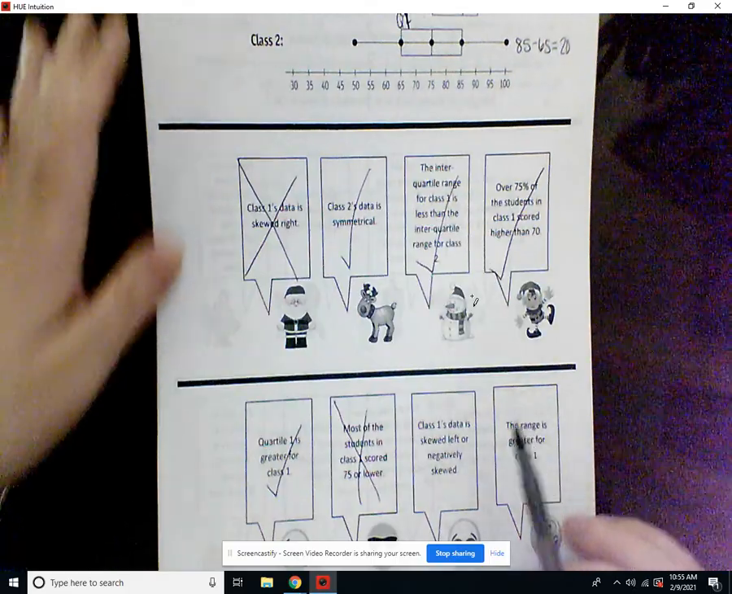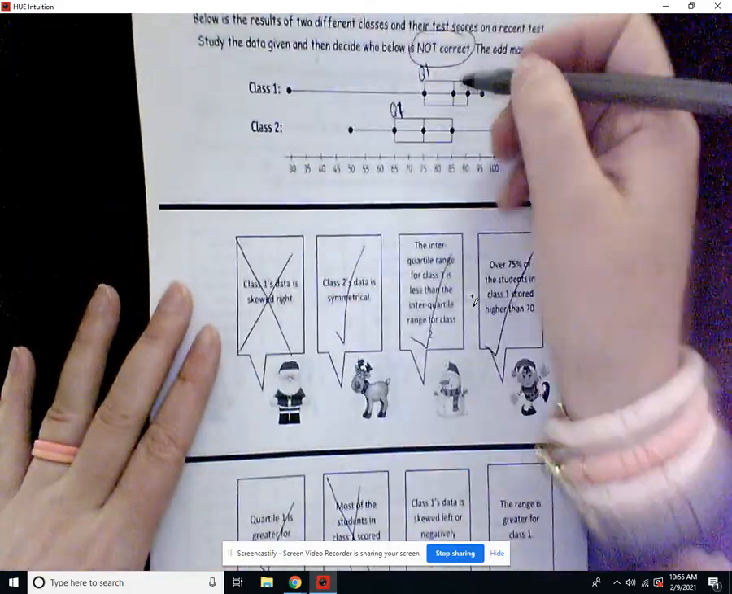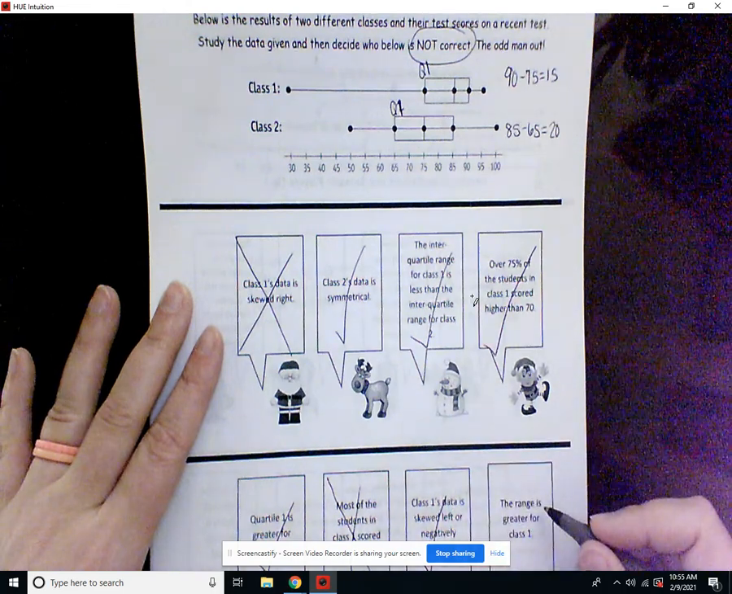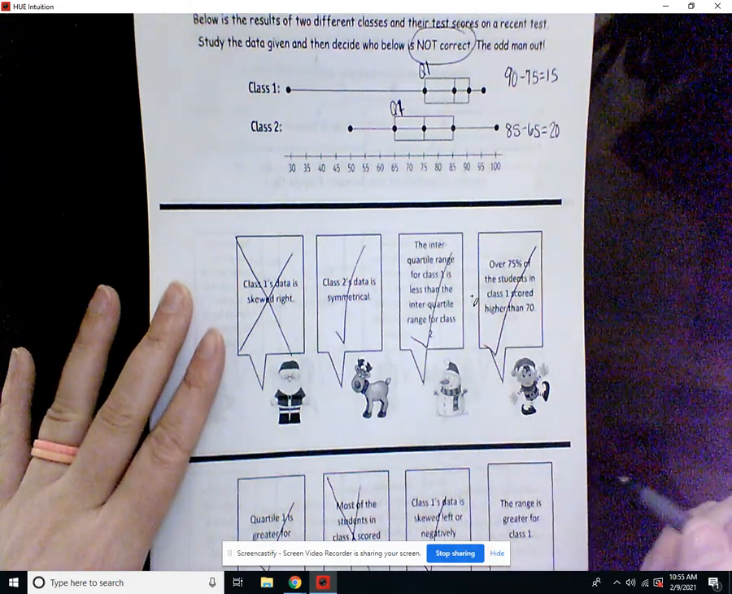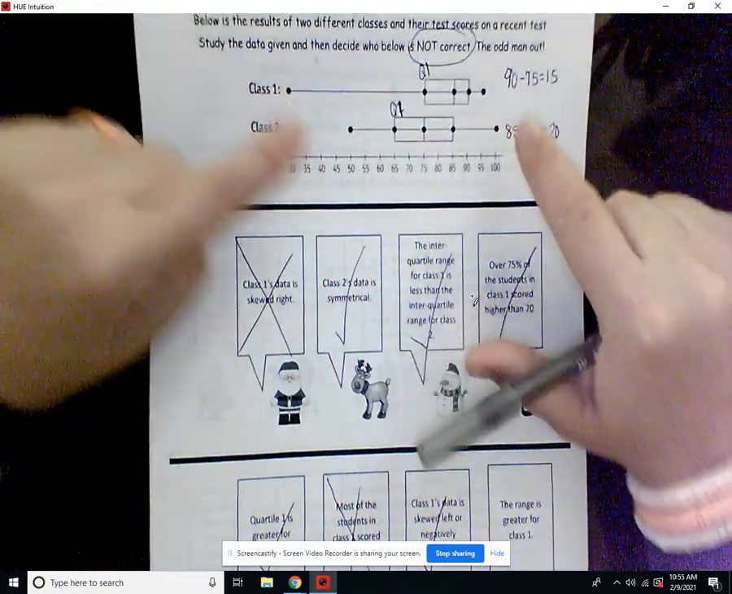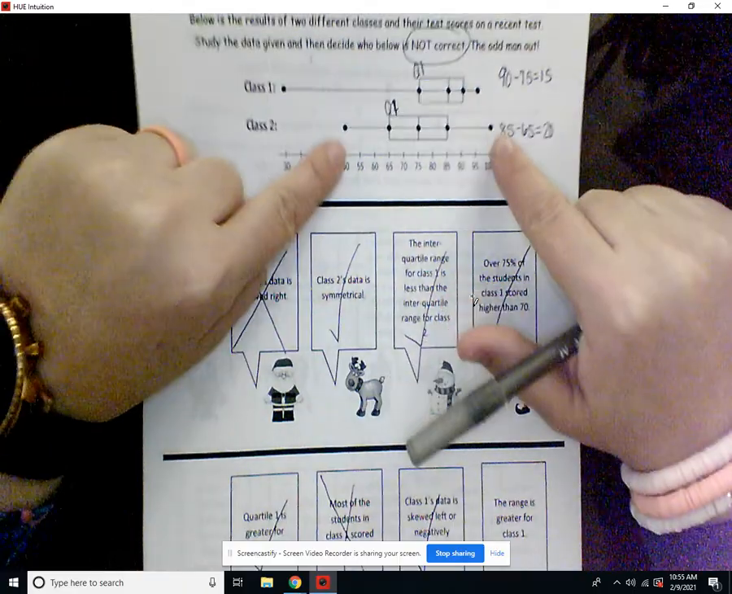Class 1's data is skewed left. That is true, because it's longer on the left side. The range is greater for class 1, and that is true. So remember, your range is from the beginning to the end. And that one you can definitely look at and see that class 1 is way bigger than class 2.